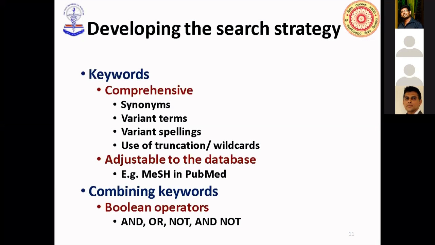In addition, the use of truncation can also be useful to widen our search. It is also important to determine how the keywords are combined with one another. We often use Boolean operators such as AND, OR, or NOT for this purpose. Most databases have these functions inbuilt for us to use, but we must master the techniques of how best to combine these to obtain the desired outcome of our search.